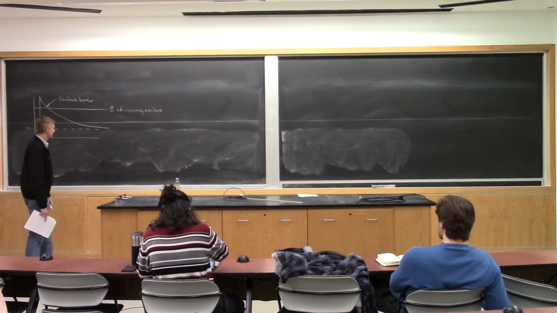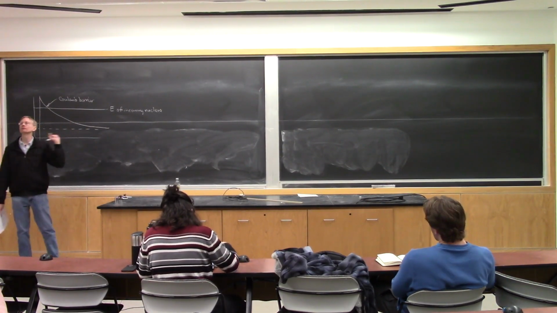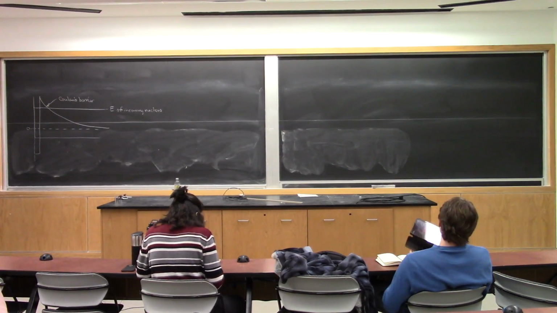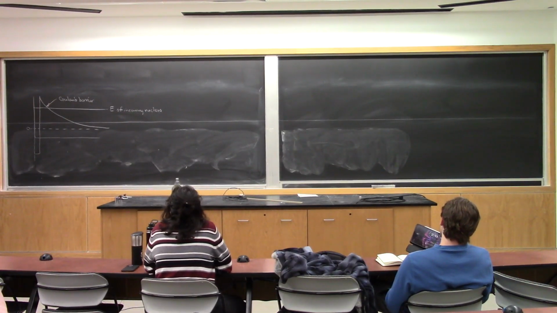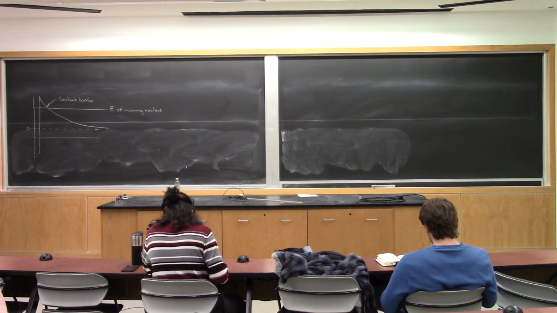And so we can think of calling that E of the incoming nucleus. If we think in terms of the equivalent one-body problem, you've got a fixed potential at the origin and the reduced mass nucleus coming in. You want to think of it like that.